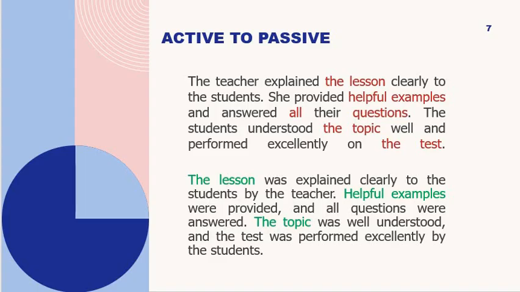When you look at this second sentence, the doer of the action, she, is omitted because we have the right to omit the doer of the action. Otherwise, we can add by her at the end of the sentence, but usually we may not use it in passive construction. It depends. Let's look at the third one. The student understood the topic well and performed excellently on the test. Passive: The topic was well understood and the test was performed excellently by the student. Every rule is used as it is.